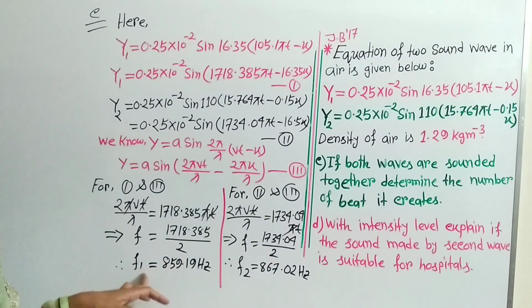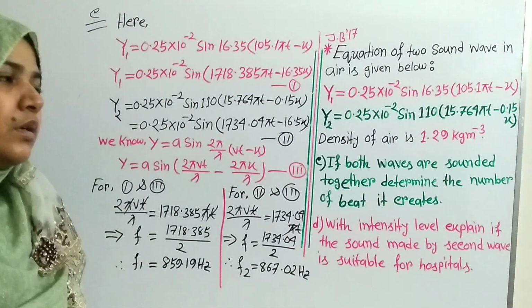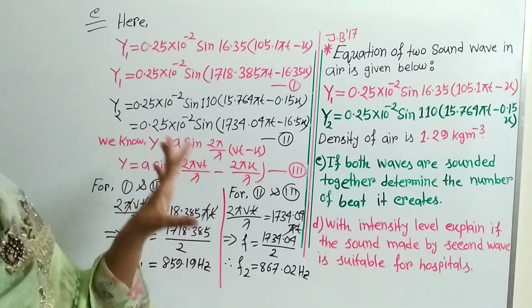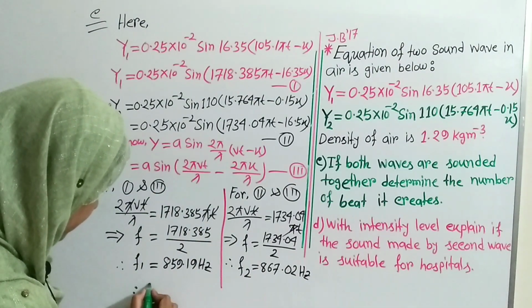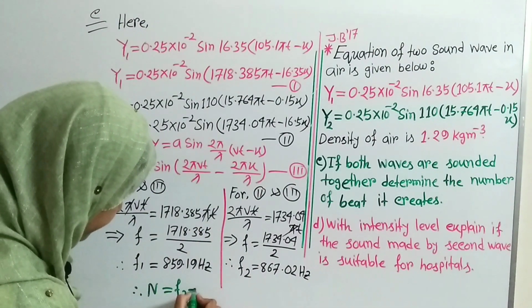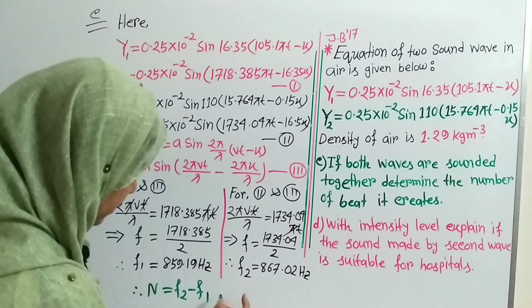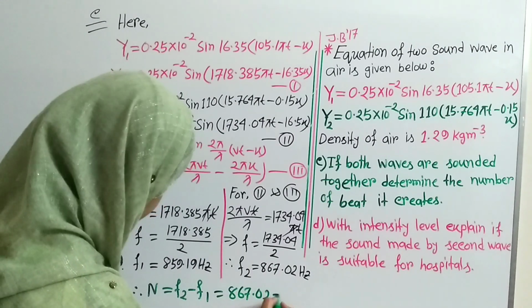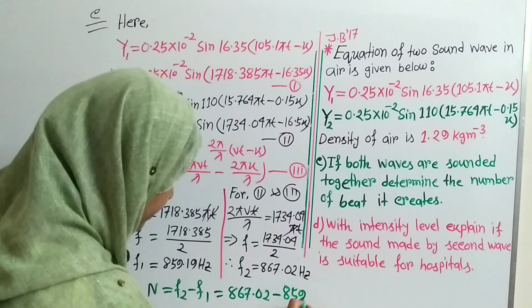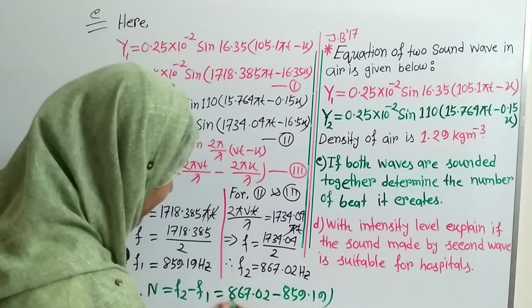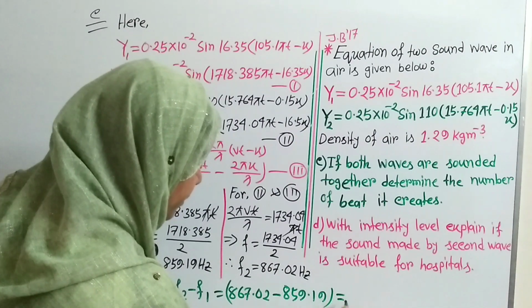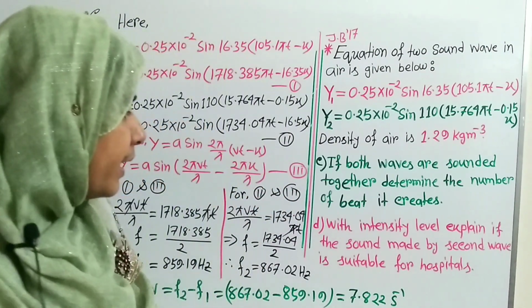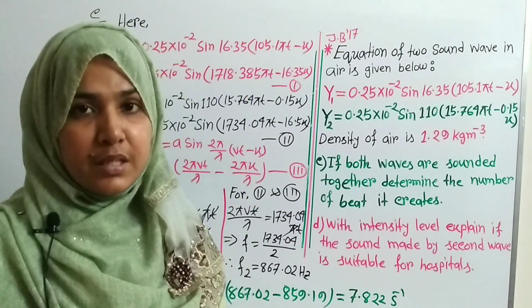Now we can easily calculate the number of beats it creates when both sound waves are sounded together. So n is equal to f2 minus f1, that is 867.02 minus 859.19, and the result is 7.822 per second. This is the answer of question C.